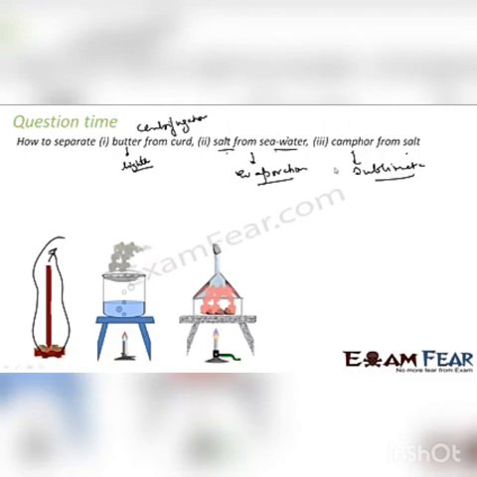So when you have to find out which process to use to separate these components, first see the properties. How are they different? In the case of butter and curd, one is lighter, one is heavier, so we use centrifugation. Seawater and salt: one is volatile, one is non-volatile, so we use evaporation. Camphor and salt: one is sublimate, one is non-sublimate, so we use sublimation. This is for camphor and salt, this is for salt and seawater, and this is for butter and curd.